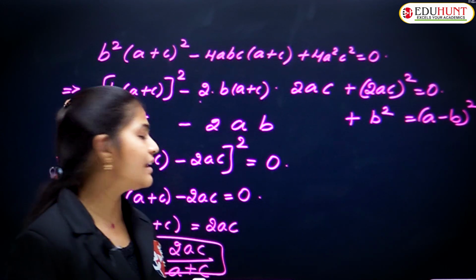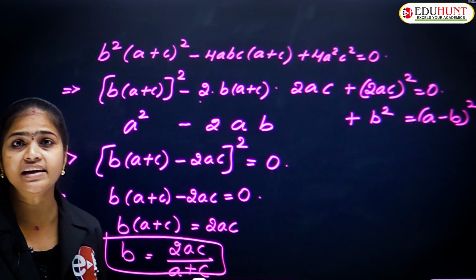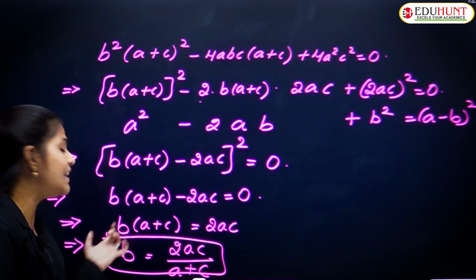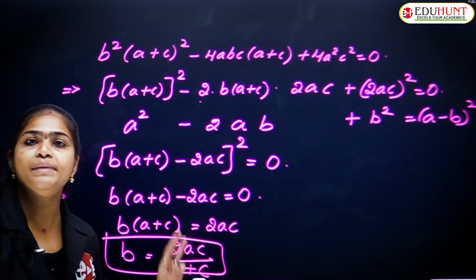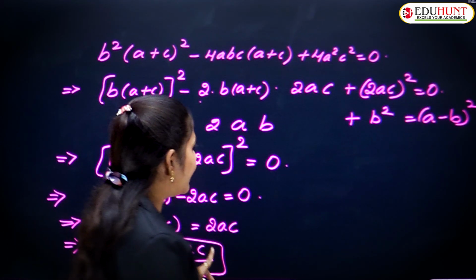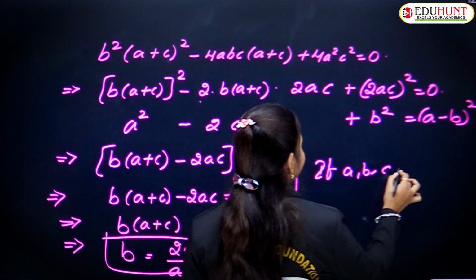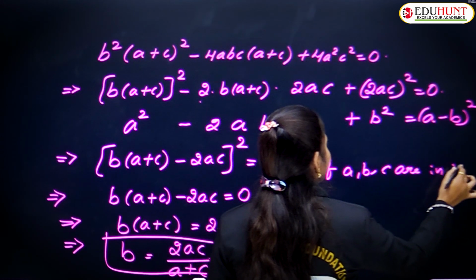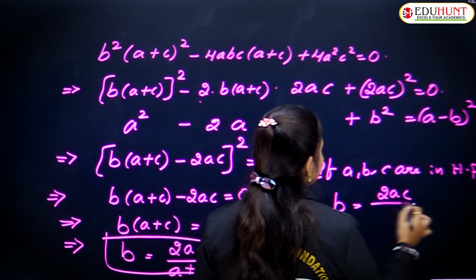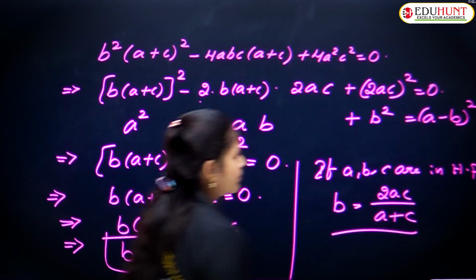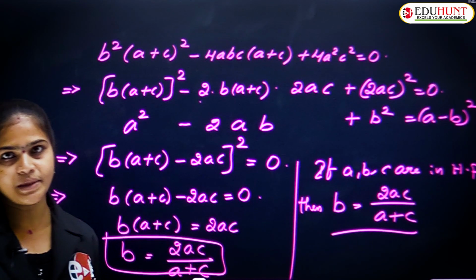So this is related to a, b, c are in HP. So this is the relation of HP, harmonic progression. If a, b, c are in HP, then the relation is b is equal to 2ac by a plus c. Okay, then b is equal to 2ac by a plus c.